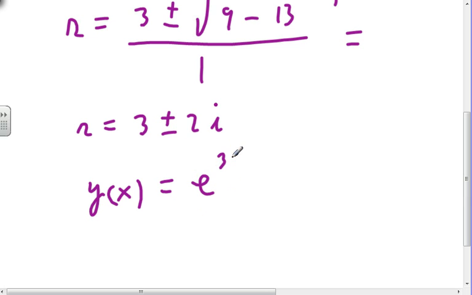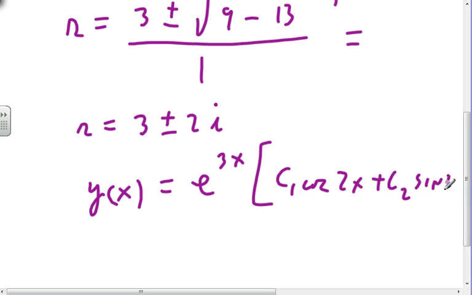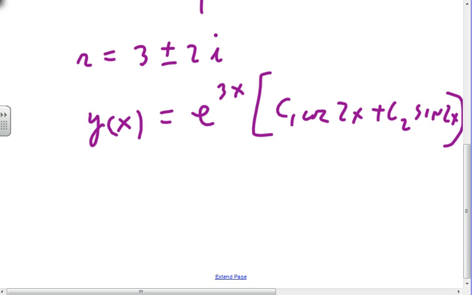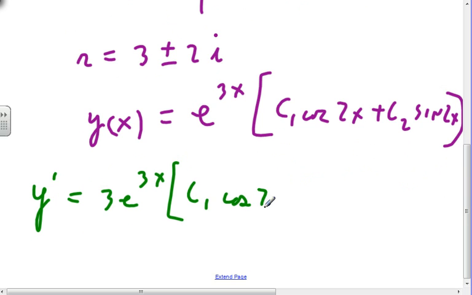And I find that my final answer would be y equals e to the 3x times (C1 cosine 2x plus C2 sine 2x). And then if I wanted to, I could check that, and I could say, well, y prime would be 3e to the 3x times (C1 cosine 2x plus...). Well, I could do that if I wanted to, but this is pretty simple, so I'm not going to.